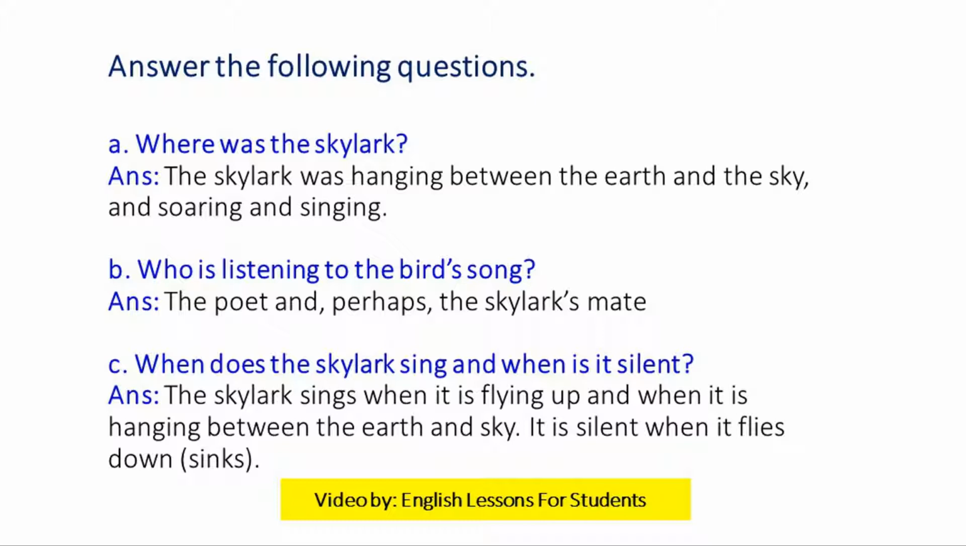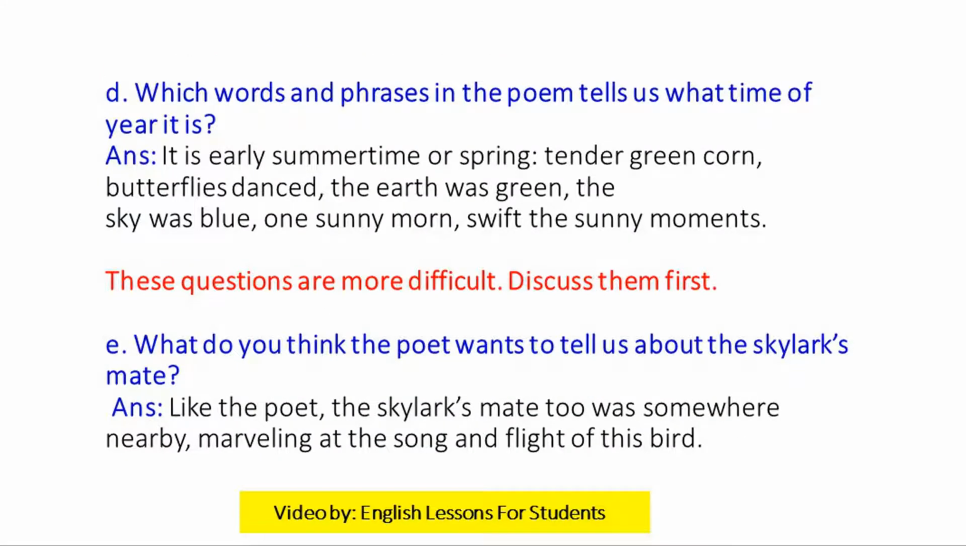C. When does the skylark sing and when is it silent? Answer. The skylark sings when it is flying up and when it is hanging between the earth and the sky. It is silent when it flies down. D. Which words and phrases in the poem tell us what time of year it is? Answer. It is early summertime or spring.